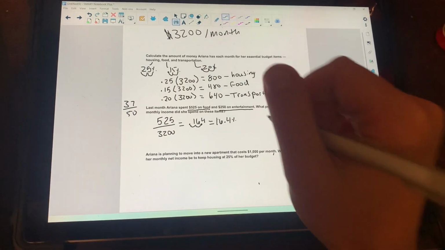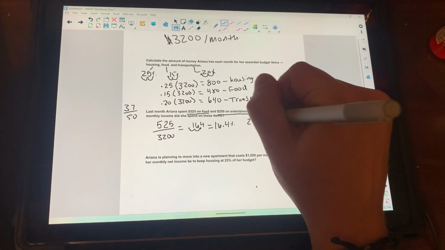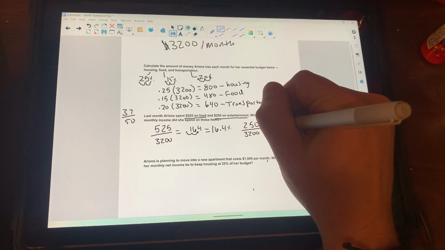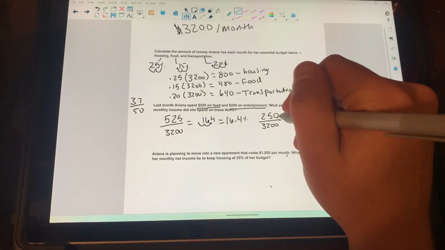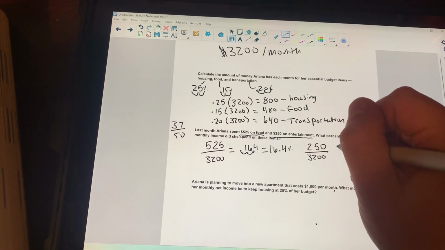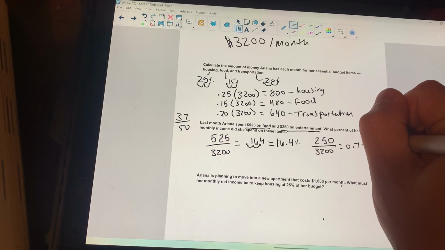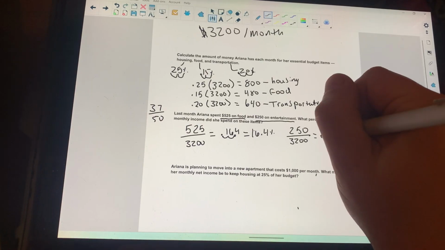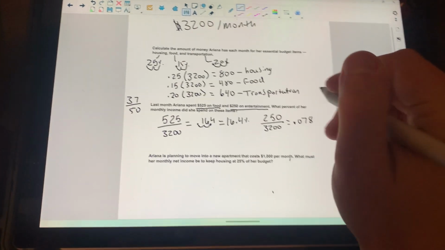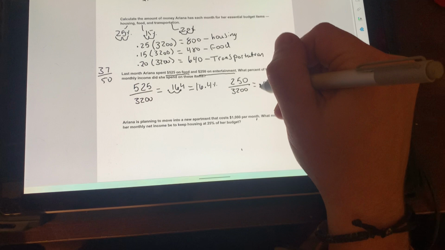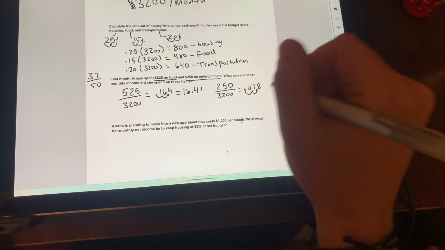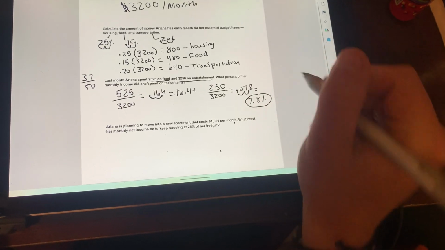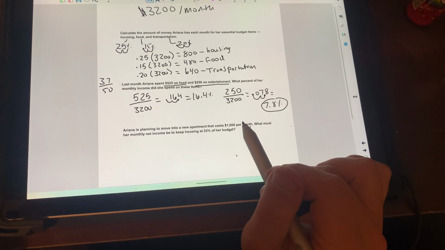On entertainment, we're going to do the same exact thing. So 250 over her total of 3,200. When I divide those, 250 divided by 3,200, I get 0.078. When I move my decimal point 2 spaces to the right, I know that this is now 7.8%. So she spent 7.8% of her monthly income on entertainment.